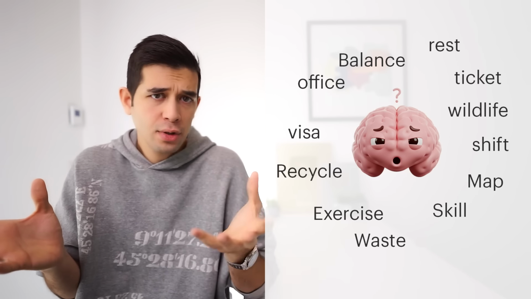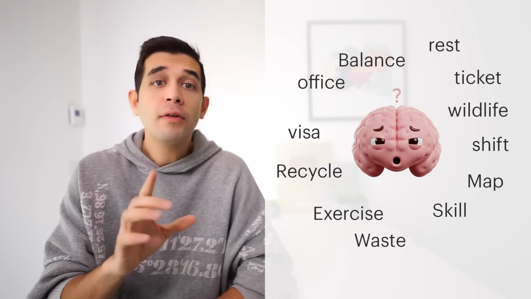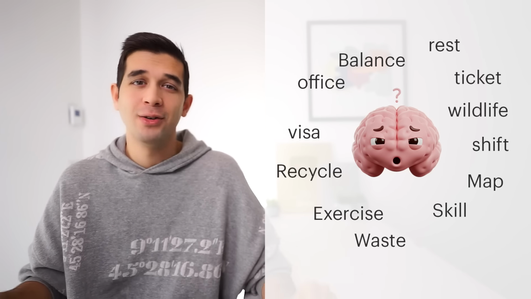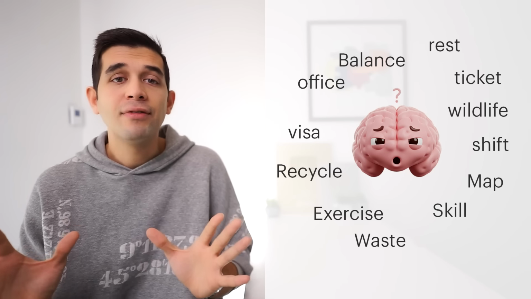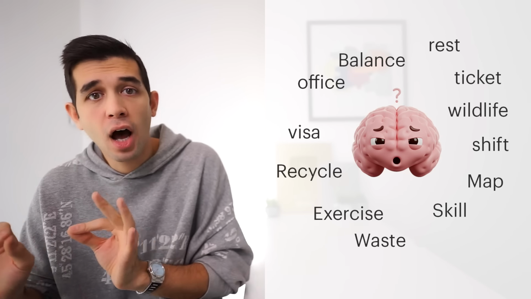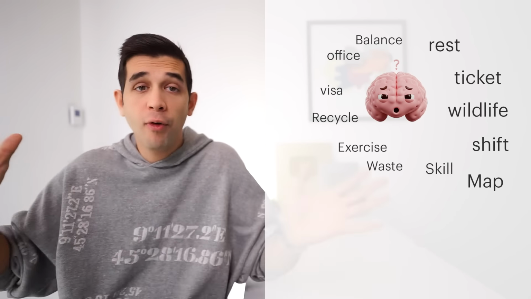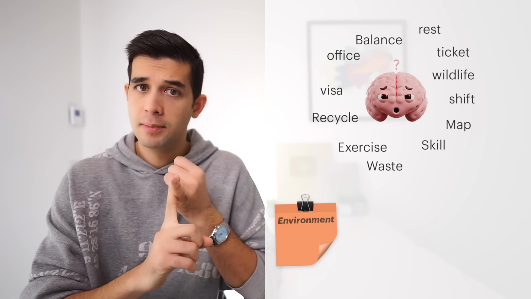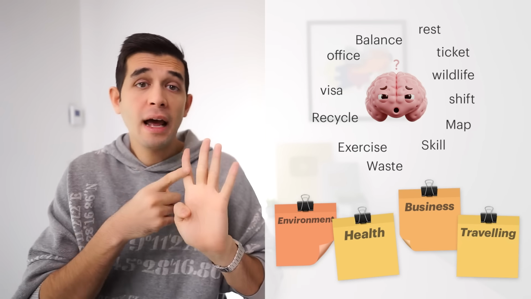You just have to turn the passive words into active words. And here are 5 things you need to do. Step 1. Learn topic vocabulary. This is very important. Instead of learning random words, you need to have a topic-based approach. What does it mean? Let's say you choose 4 topics: environment, health and fitness, business English, and traveling.